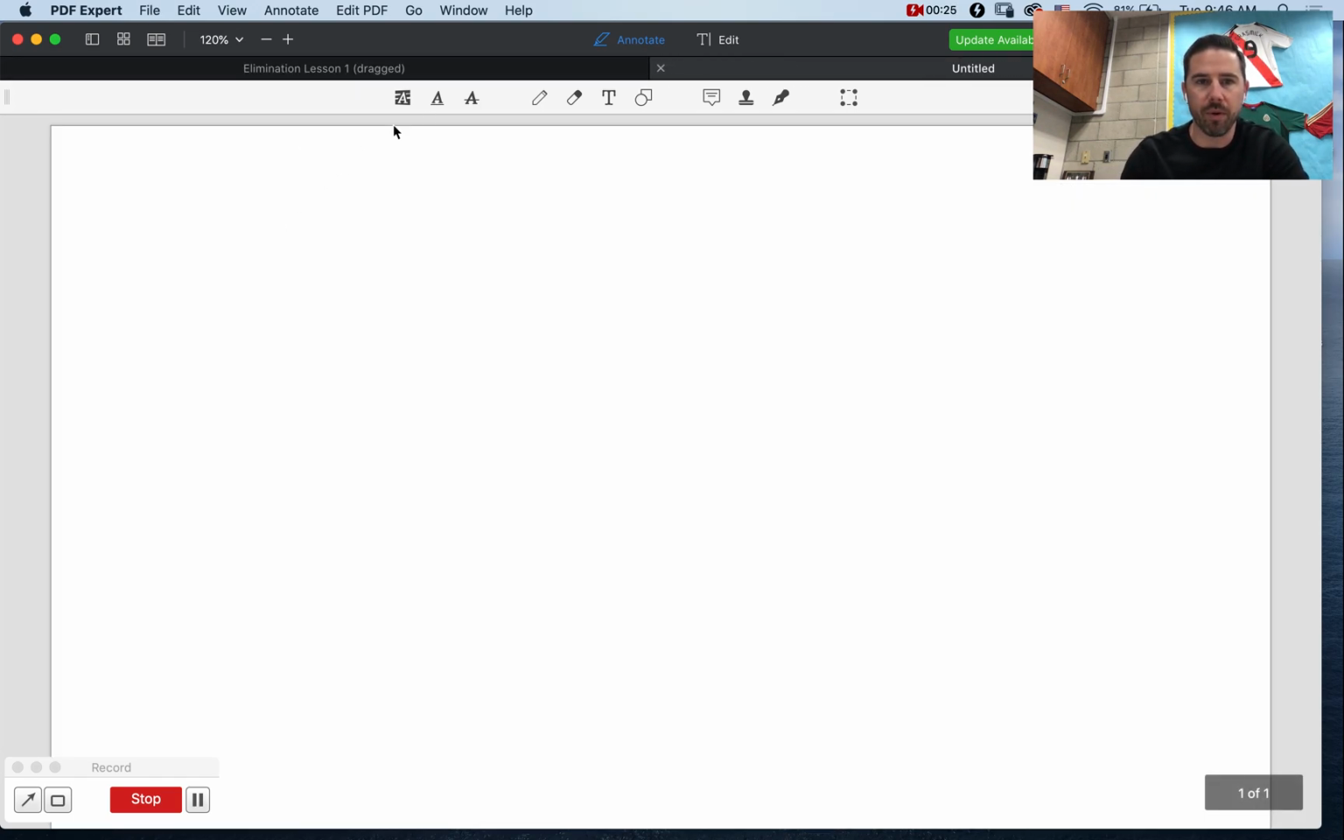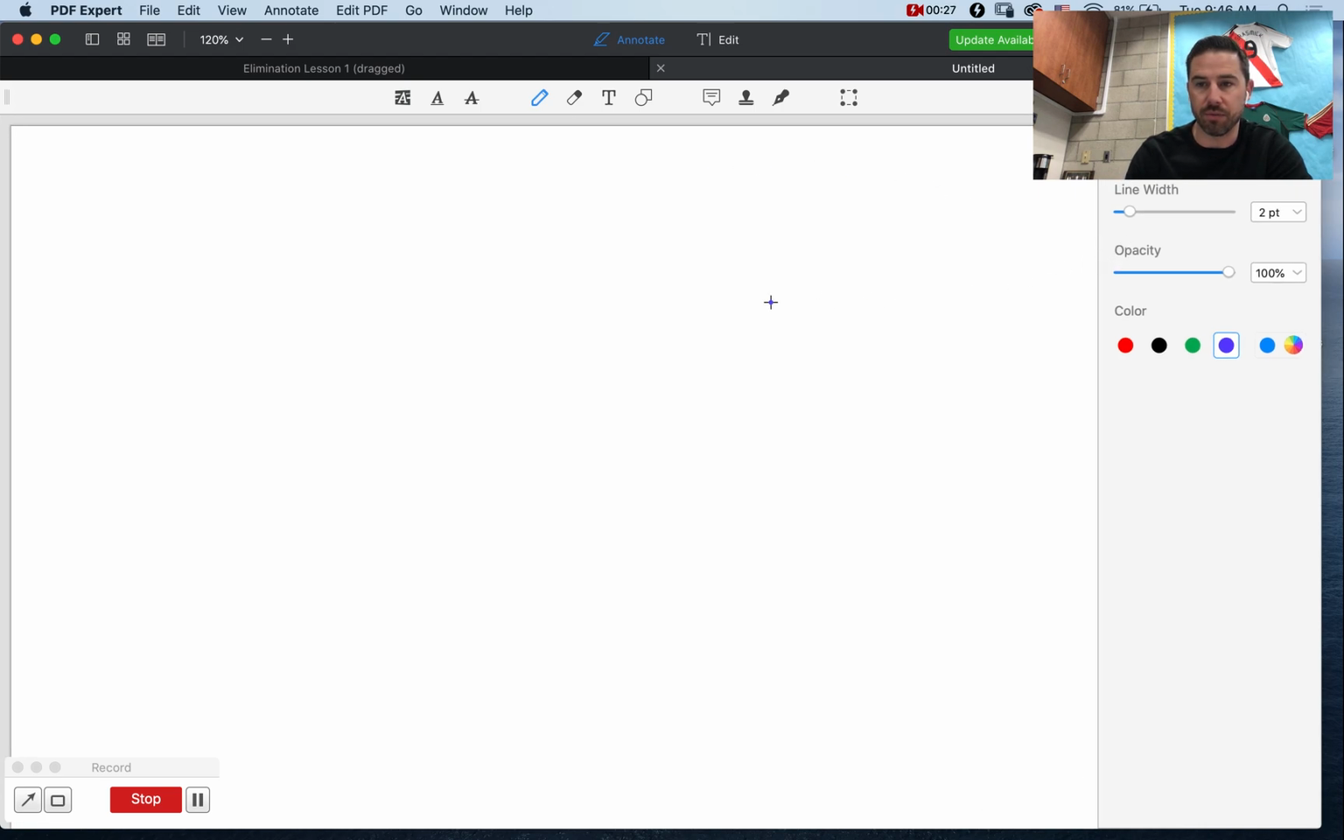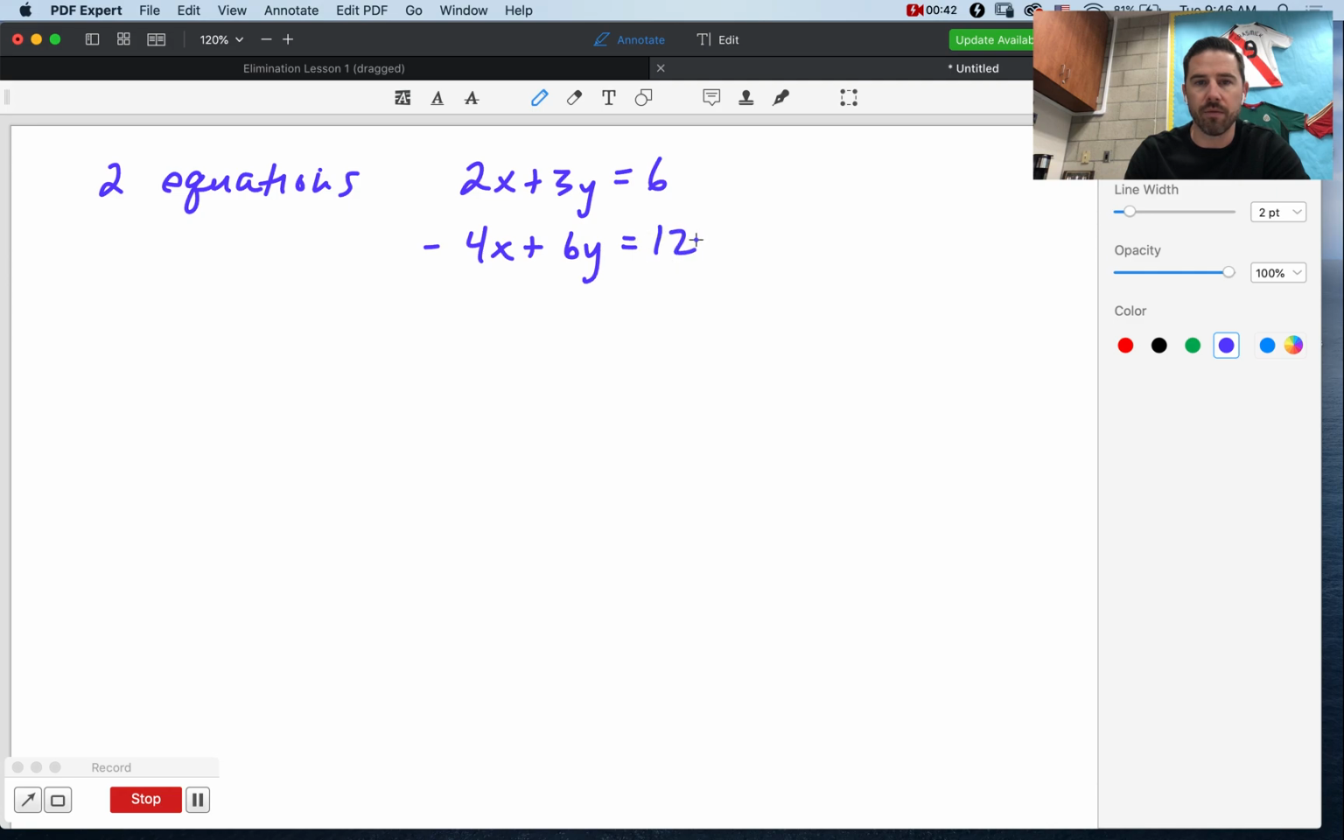Remember, we've been working with systems of equations, which is really two equations. We've been working with two equations, 2x plus 3y equals 6, negative 4x plus 6y equals 12. And we've been doing this for a while.